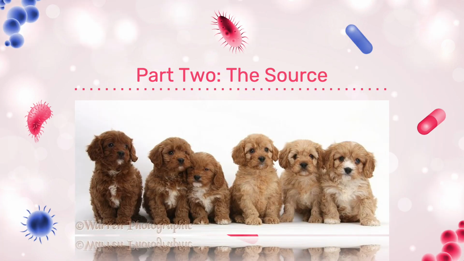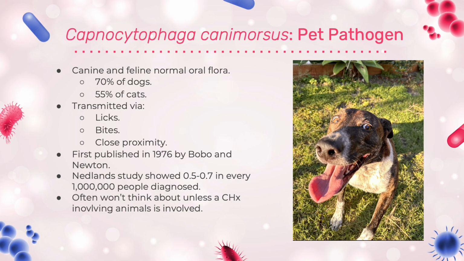So let's discuss where we find this bacteria the most often. If you have a pet nearby, you might find yourself starting to side-eye them just a little bit. Capnocytophaga canimorsus is documented as being canine and feline normal oral flora. So what we're saying when we say that is that this bug is commonly found in the mouth of our beloved pets. We can catch it from our fluffy friends from licks, bites, and even simple close proximity.